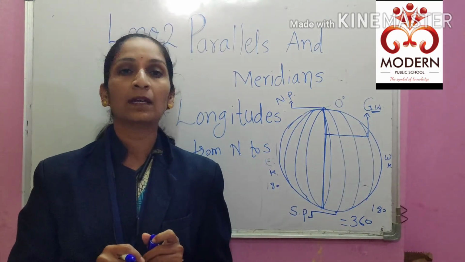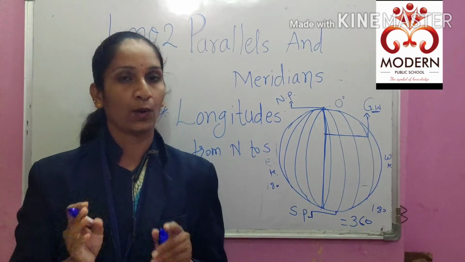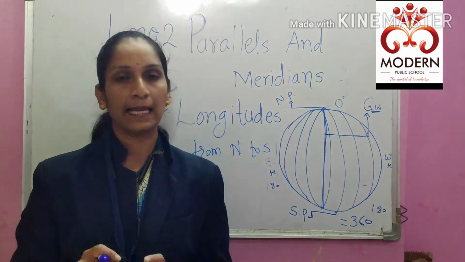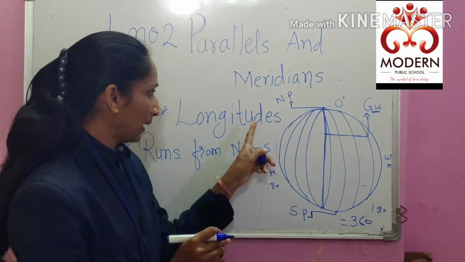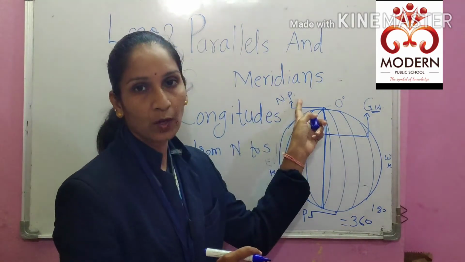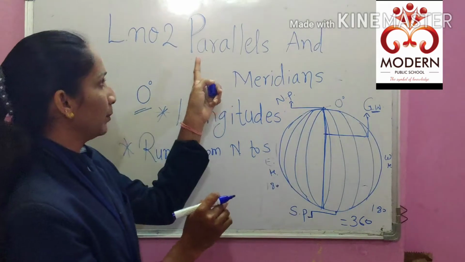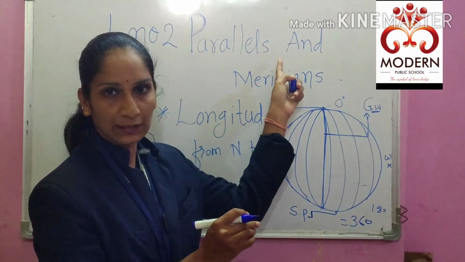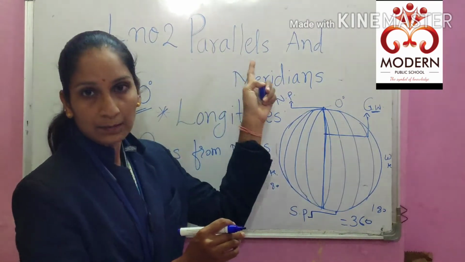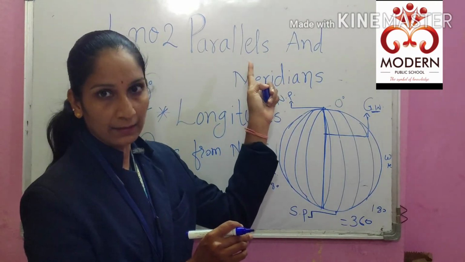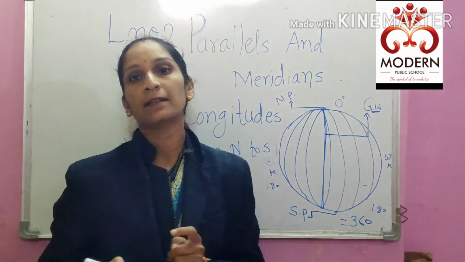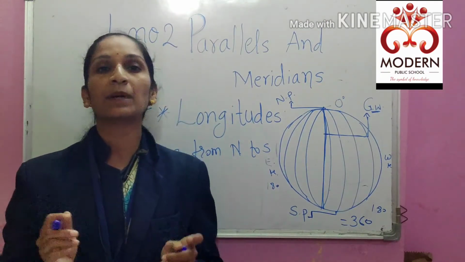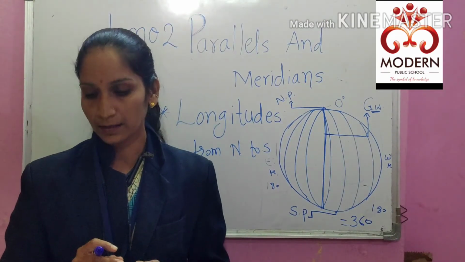My dear students, please don't confuse this. Longitudes and latitudes are different. Parallels are latitudes, and there are 181 of them. Meridians are longitudes, 360 lines. All of them are imaginary lines on the earth's surface.